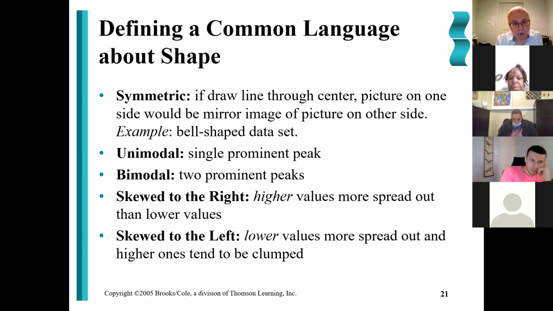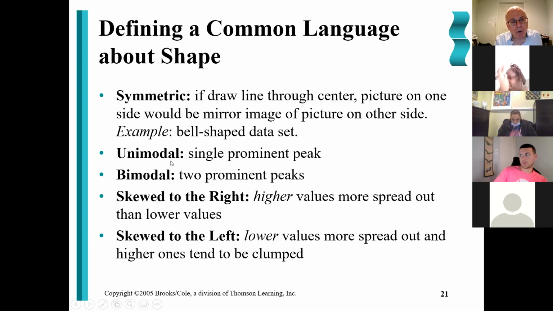All right, so let's talk about the language here. When you draw a histogram, let's just talk about the histogram. If you draw a histogram, and the data sort of looks like it's symmetric, that means if you drew a vertical line down the middle, the left side and the right side will look approximately the same. And an example would be a bell-shaped curve, and that's called symmetric.